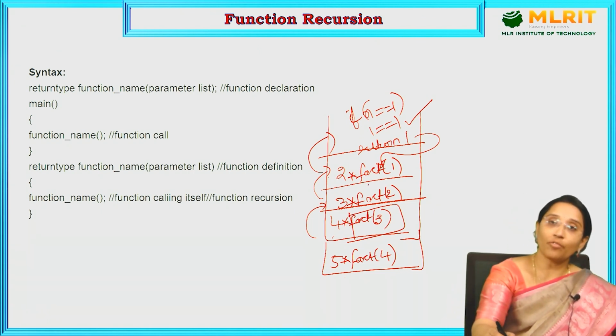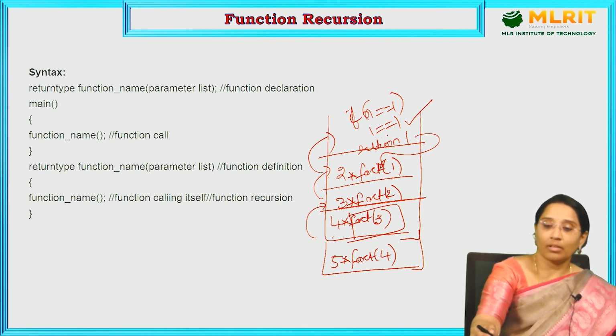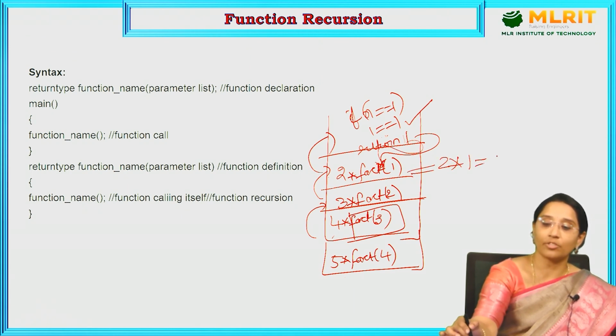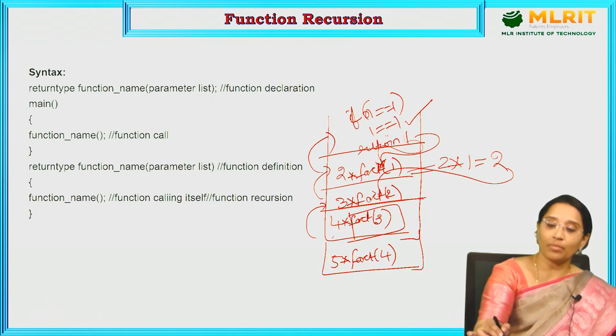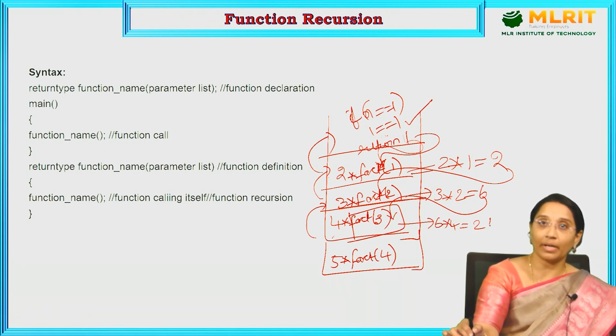So, same here. Here, fact of 1 is a calling function. From there, we have created this activation record. And now the value 1 will go back to the calling function again. So, it is 2 into 1, that is 2. Now, this value will move back again. 3 into 2, that is 6. Next, 6 into 4, that is 24. Now, again fact of 4. 5 into 24, that is 120.